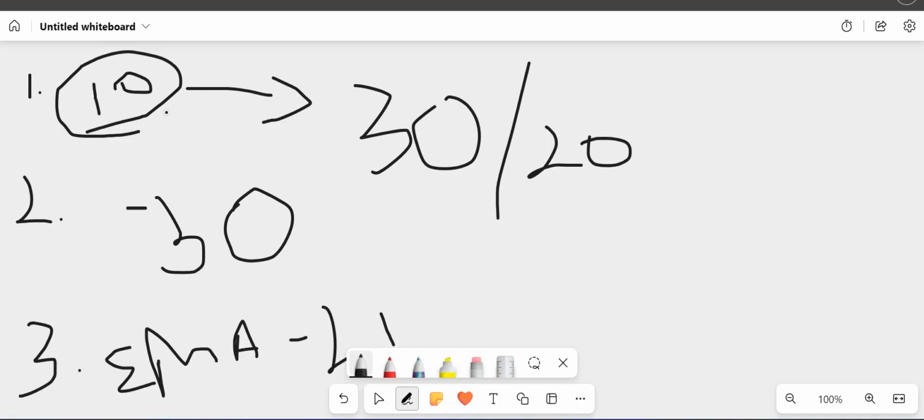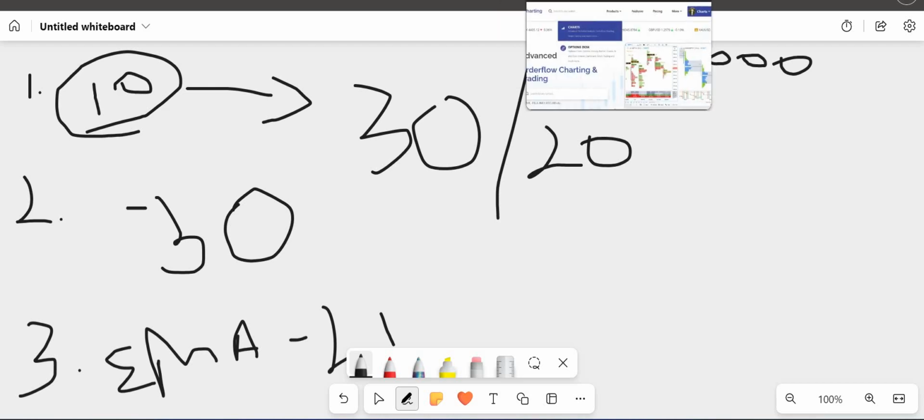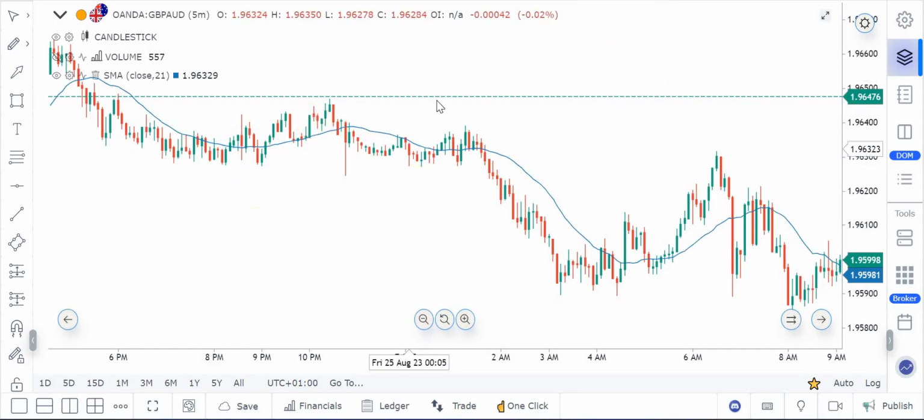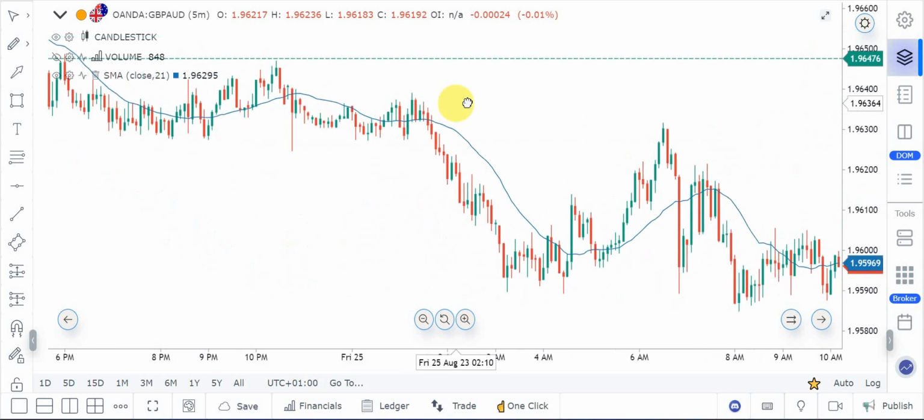Remember the rules, guys. We are risking $10 per trade. Our equity is $1,000, don't forget. Don't mind my drawing now. We are going to be risking $10 per trade with the hope of making $20 to $30, which is 1 to 2, 1 to 3. So now this is 5 minutes. This is our 5 minutes chart.